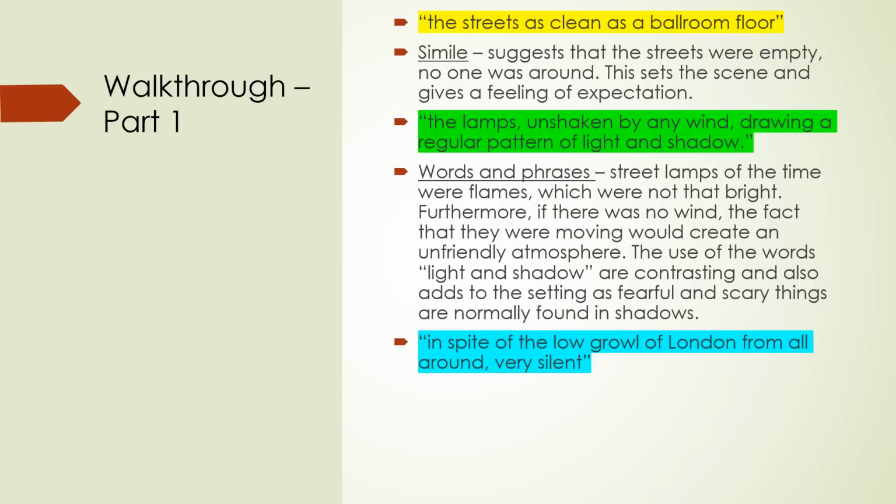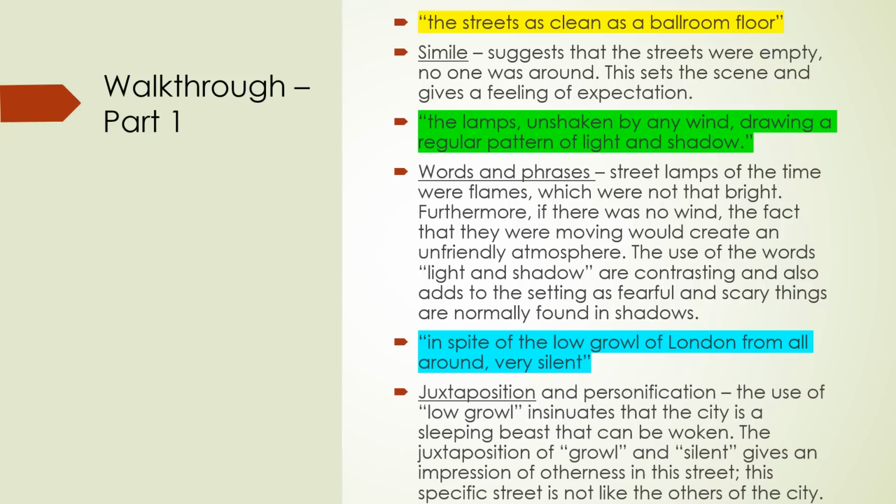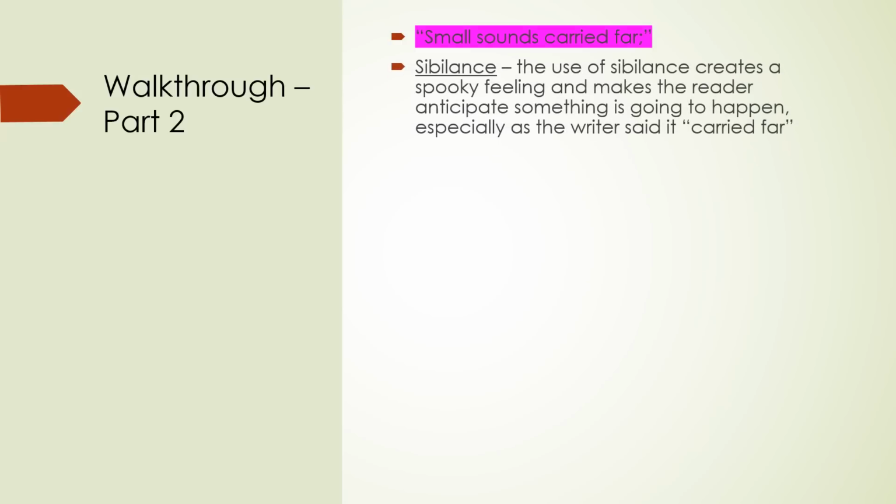In spite of the low growl of London from all around, very silent. It's a juxtaposition and personification. So the use of low growl insinuates that the city is a sleeping beast that can be woken. The juxtaposition of growl and silent gives an impression of otherness in the street. This specific street is not like the others of the city. Small sounds carried far. Sibilance. The use of sibilance creates a spooky feeling and makes the reader anticipate something is going to happen, especially as the writer said it carried far.